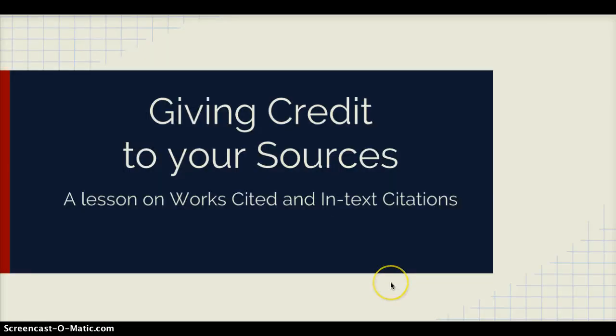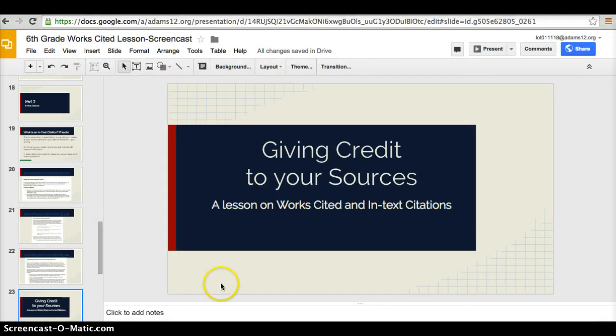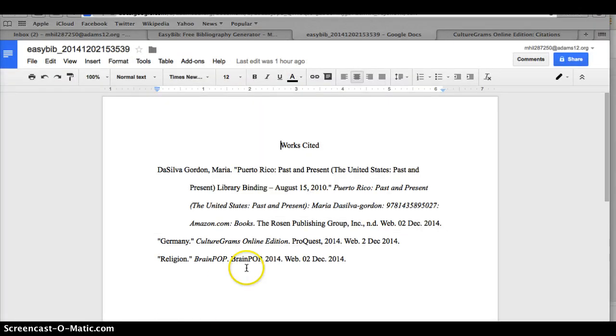I do want to go back to my bibliography I used before to point out to you, if I were to use this top book in-text citation, I would need to use the author's last name because that is what appears first on the works cited page. If I were using my Culturegrams article to show my reader a point, I would use Germany in the parentheses within the context of my paragraph. If I use the Brain Pop video I referred to in the other part, I would use the word religion in parentheses within the text.